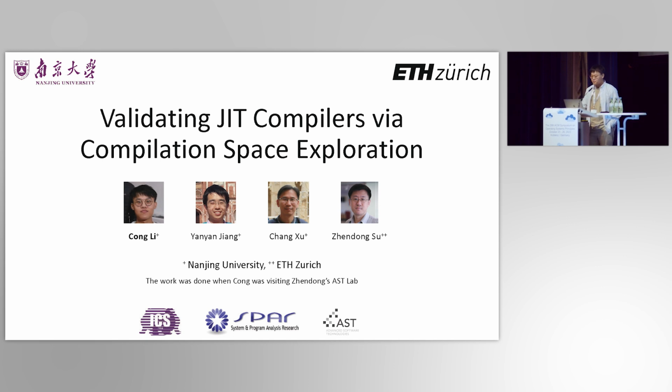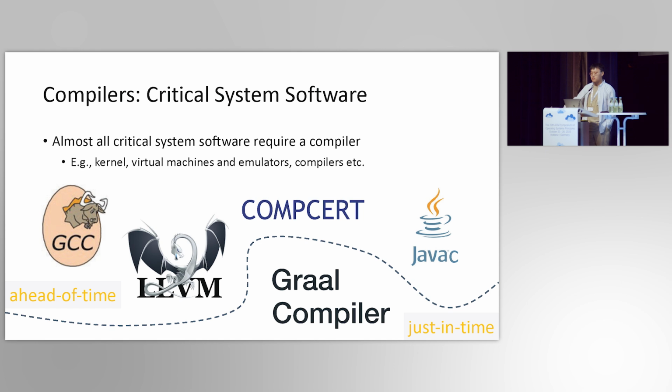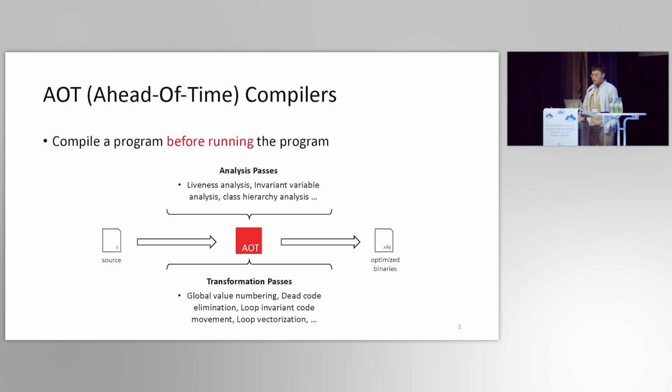Yep, let's start. I believe all of us agree that compilers are very critical system software in the world. Almost all critical system software requires a compiler, like kernels, VMs, emulators, and compilers themselves. But perhaps fewer people know that compilers can be divided into ahead-of-time compilers and JIT compilers. AOT compilers compile a program before running it. They have an extensive array of analysis and transformation passes that help them transform source code to low-level optimized code.